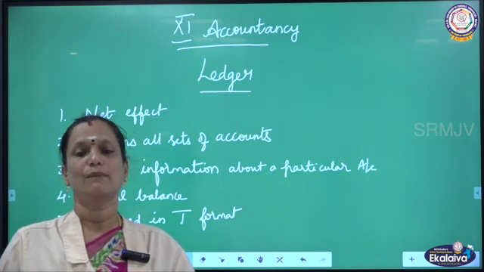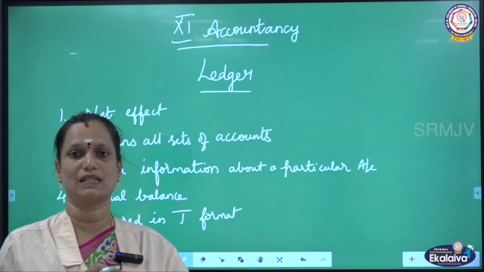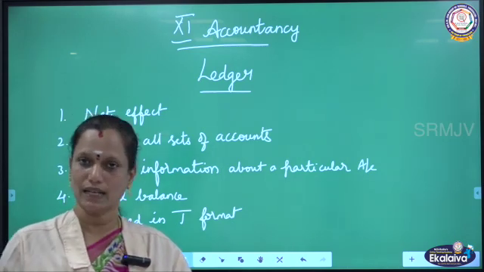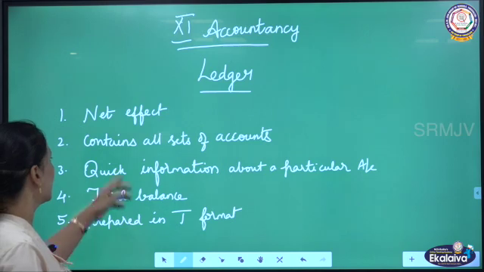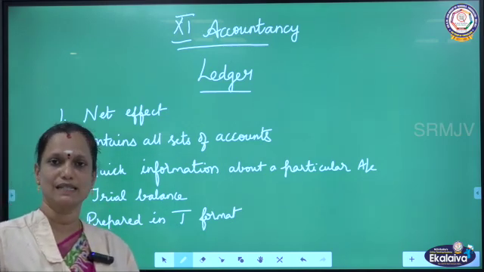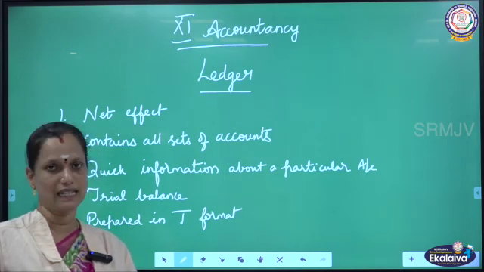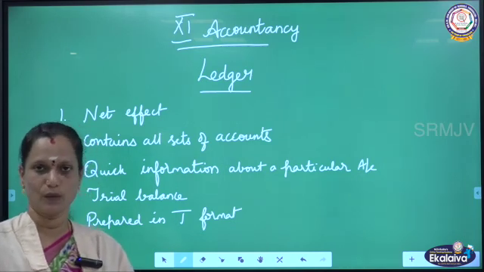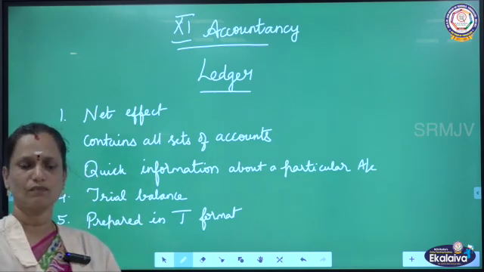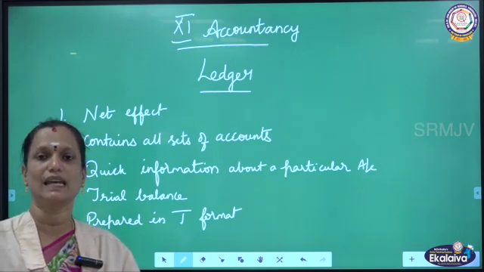For example, if you are doing purchase alone, how much purchase you made per month, that we can find out easily. That net effect you can find out easily. And it contains all the sets of accounts, for example personal, real and nominal accounts, we can find out easily and then enter easily. And then quick information about a particular account, whatever information we need, we get very easily.